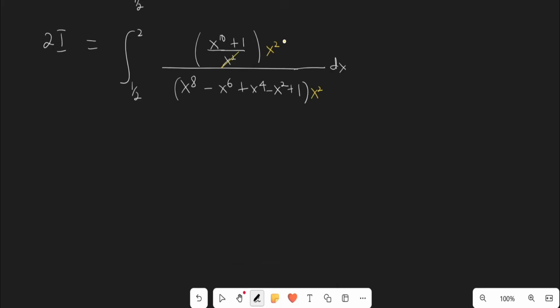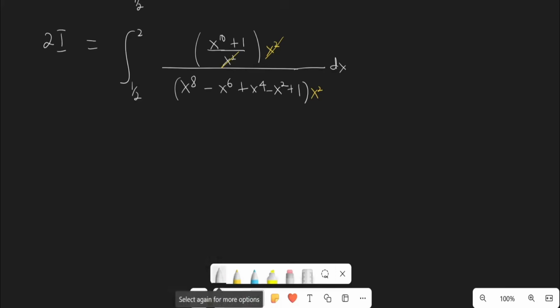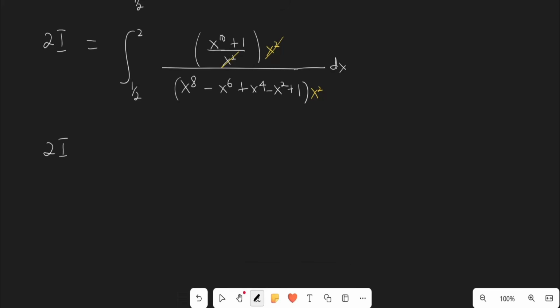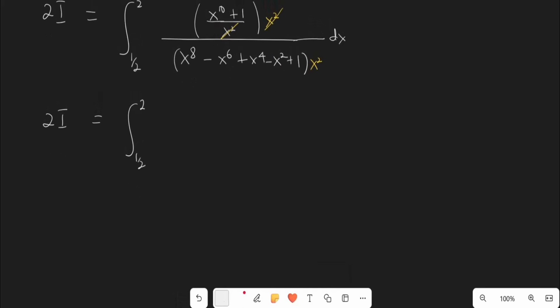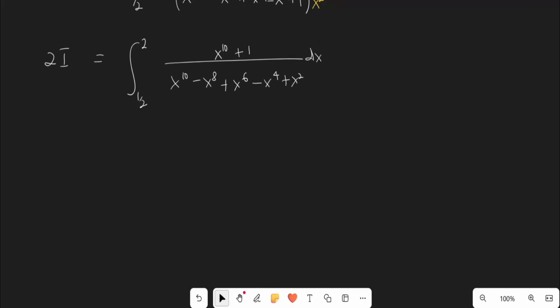When I do that, this one and this one is going to cancel out beautifully, and now the integral 2I is going to be equal to the integral from 1/2 to 2 of the numerator is now x raised to the power 10 plus 1, and the denominator, now multiplying this one, we have x raised to the power 10 minus x raised to the power 8 plus x raised to the power 6 minus x raised to the power 4 plus x squared, and then dx. Alright, so this is what I have.